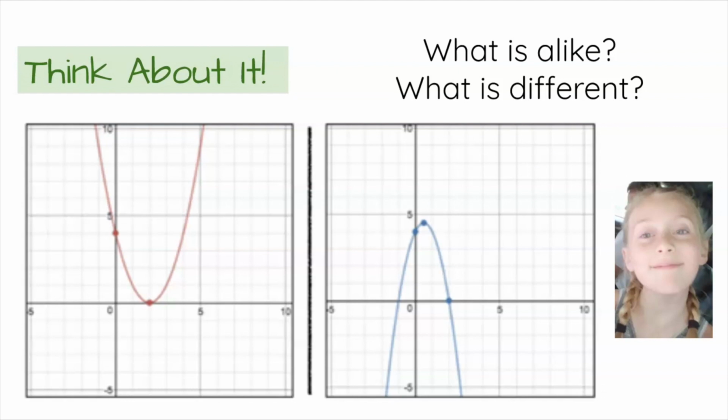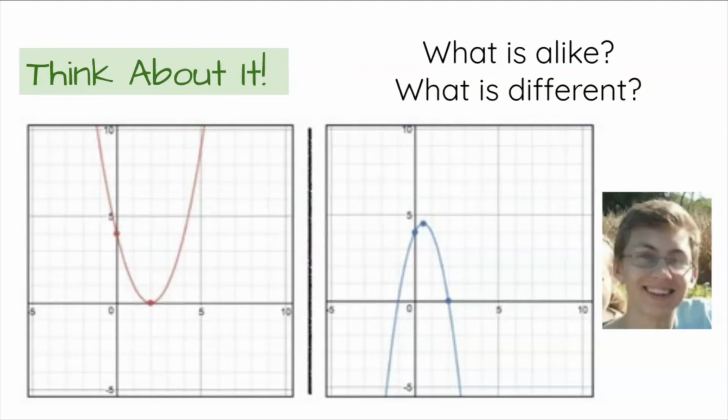Hi, Lily. What's something that you see that is alike about the two graphs? I see that they are both parabolas. And what's something that you see that's different? One opens up and one opens down. Which one opens up and which one opens down? The red one opens up and the blue one opens down. Thanks, Flo.